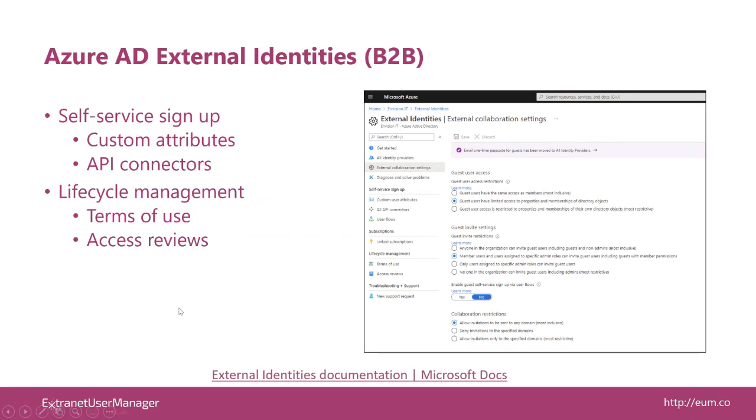Okay, so let's move from there and into some of the other features. So we're going to go through the Azure AD external identities. The cool new thing that they brought out here is self-service sign-up. So what we've done in our product that I just showed you there, you can actually do out of the box in Azure Active Directory as well. So I'll show you how you set that up and what that looks like. And then some lifecycle management around terms of use and access reviews.